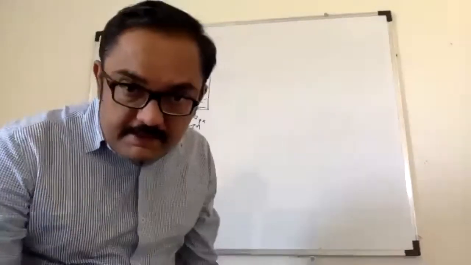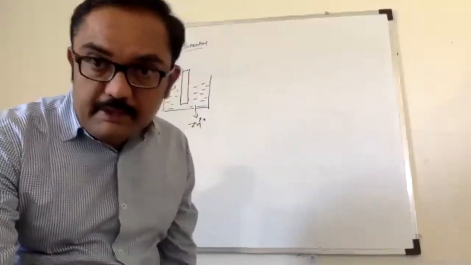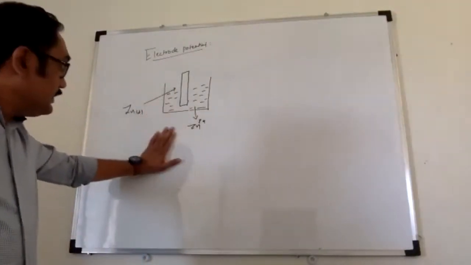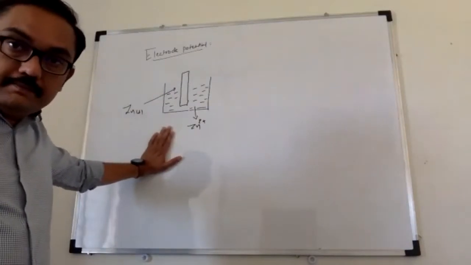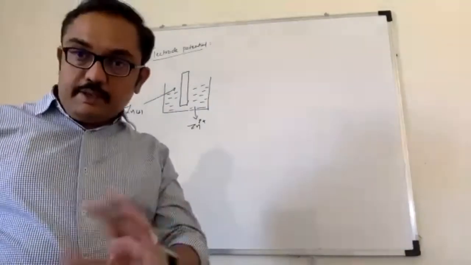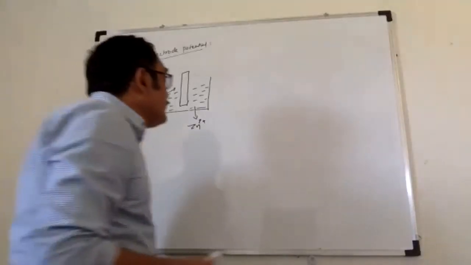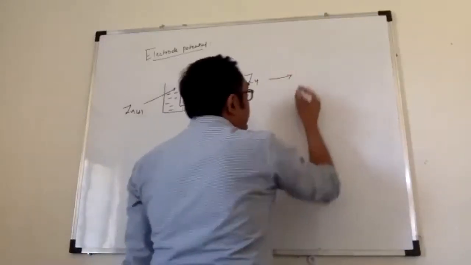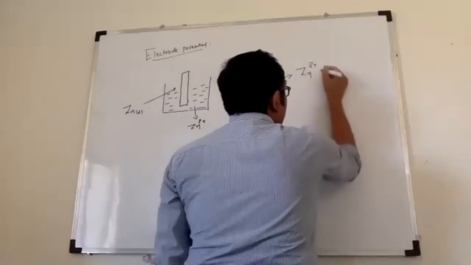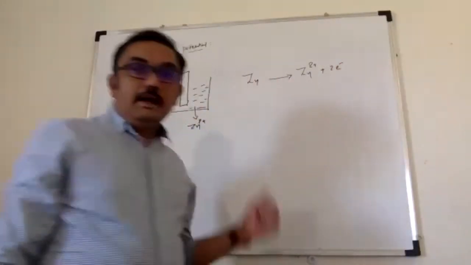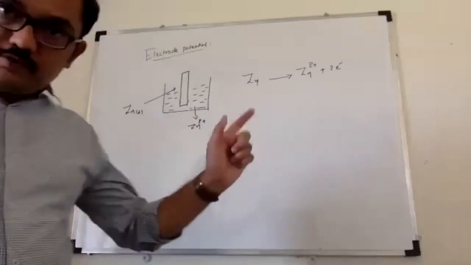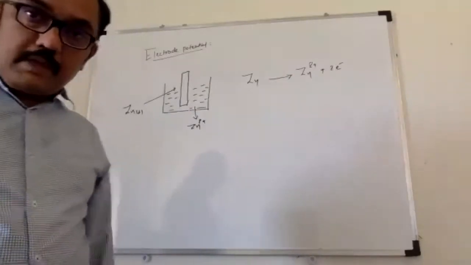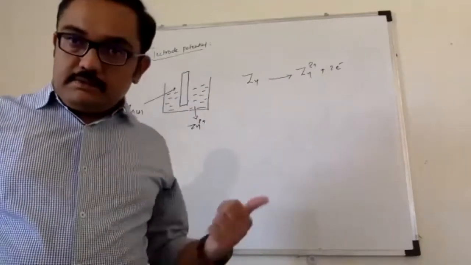When any metal strip is kept in contact with the metal ion, there are two reactions going on. Which two reactions? One, the metal loses electrons and forms metal ion. That is one process going on when the metal is in contact with the metal ion.